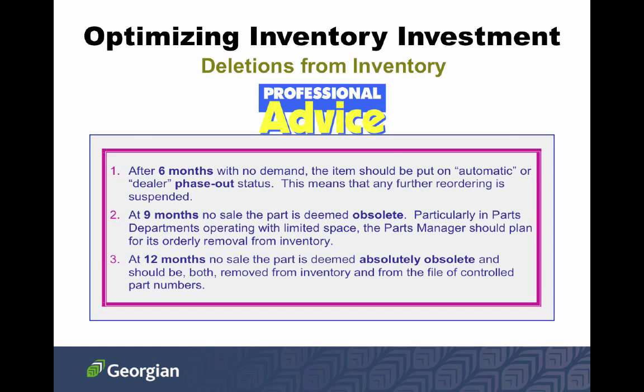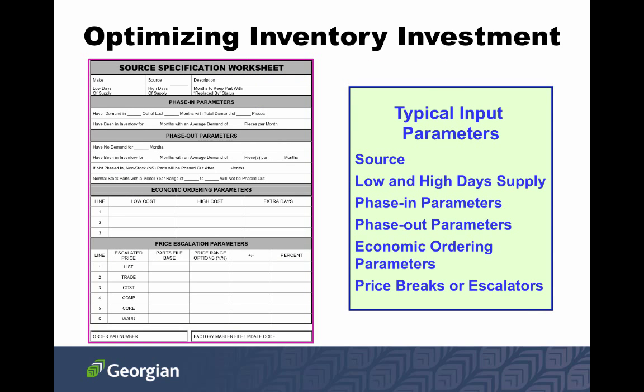We now return to DMS typical input parameters and the Reynolds and Reynolds source specification worksheet. And we talk about typical input parameters, and look at the top. We've already talked about source and the parts description, and the source may be other manufacturers if it's used vehicle reconditioning or by movement or however we want to specify that.